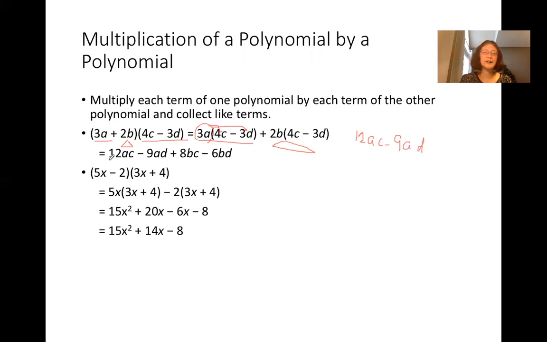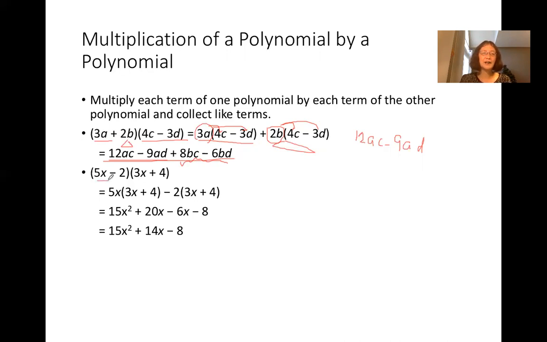Okay, actually it's here, okay? And then you use 2b multiplied by each item inside the bracket, and you get 8bc minus 3bd. And double check, is there any like terms? No. Then this is the final result. Okay. So similarly, let's do this one.